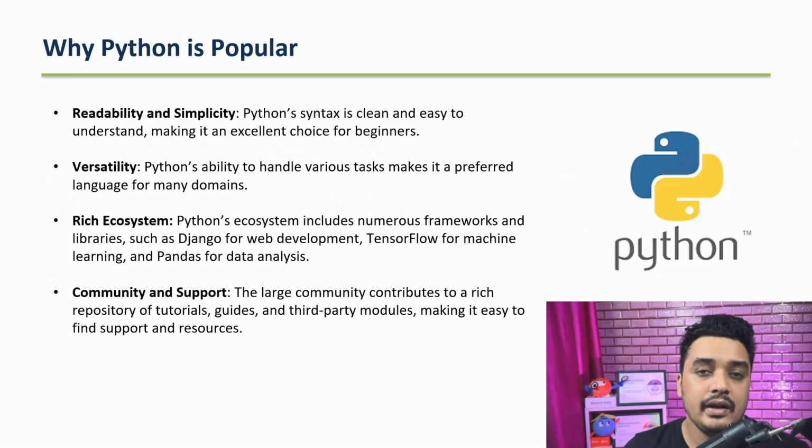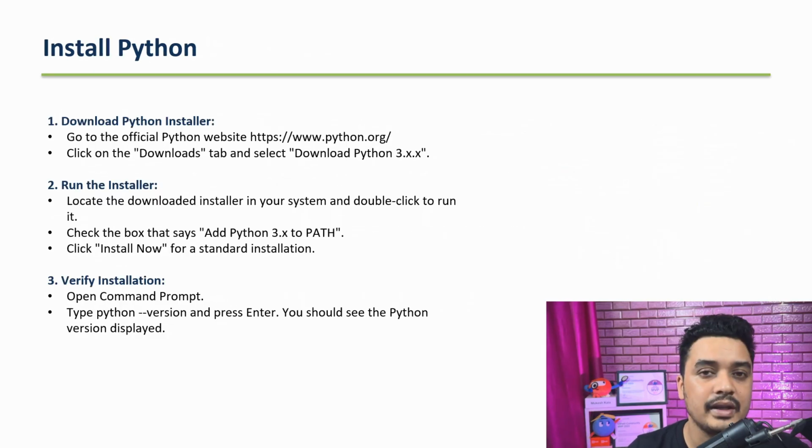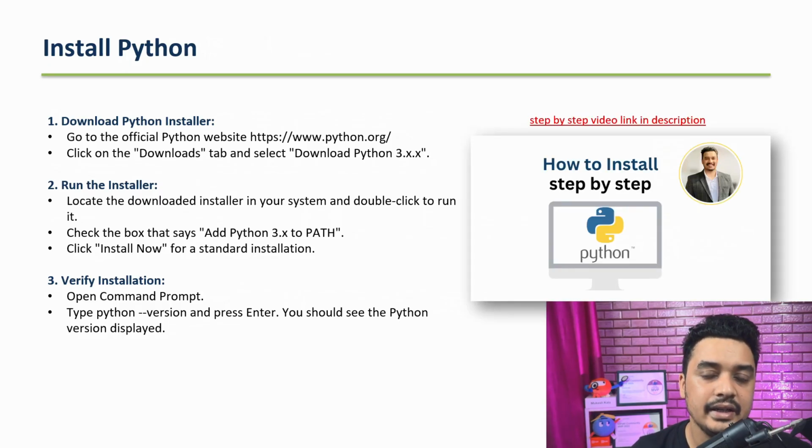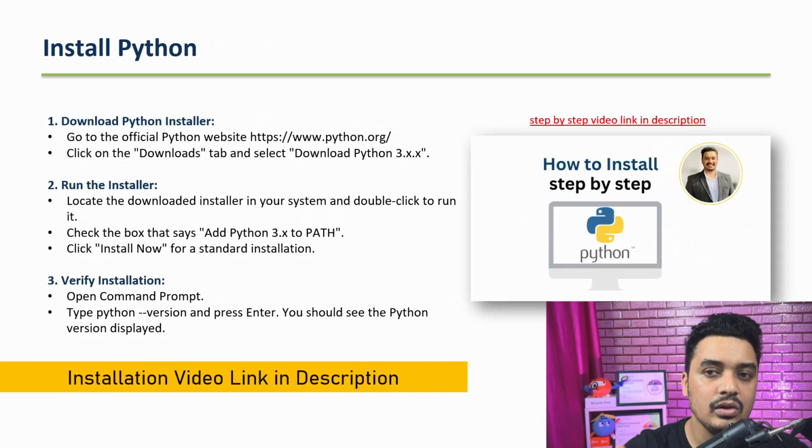Okay, so now that we understand what Python is and why it is popular, the next immediate question is how can I install Python? To install Python, there are some very basic steps. You have to go to the website python.org, go to the downloads, download the specific version and hit install.